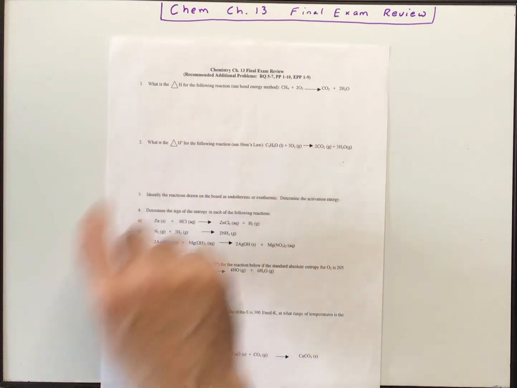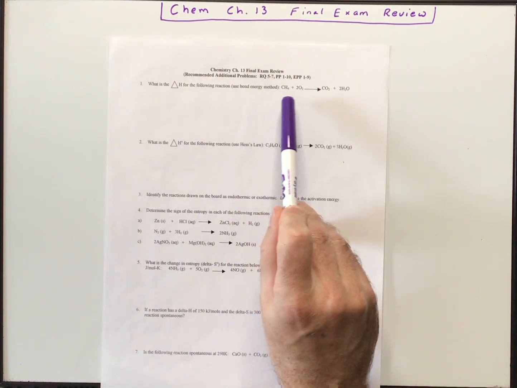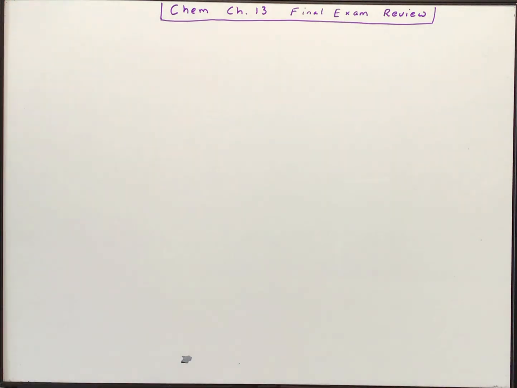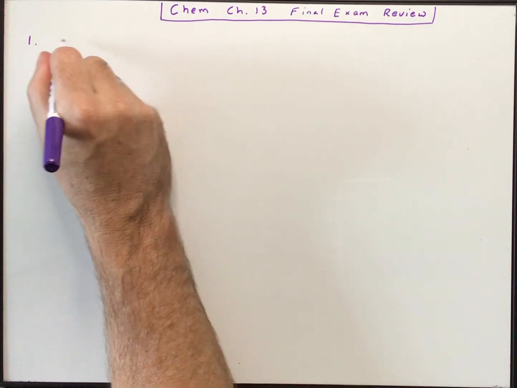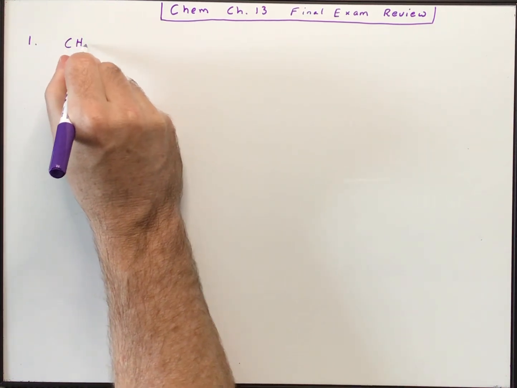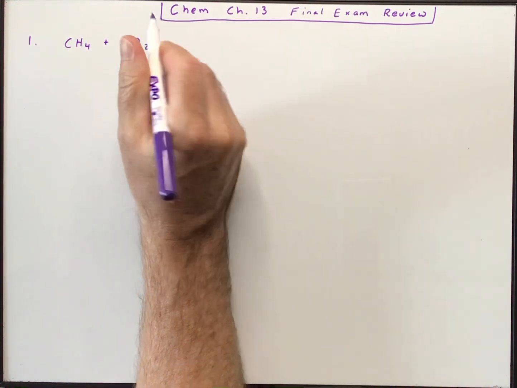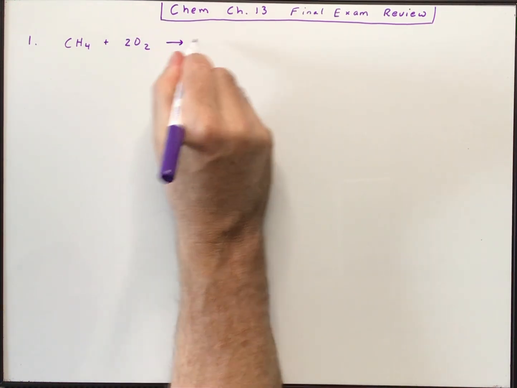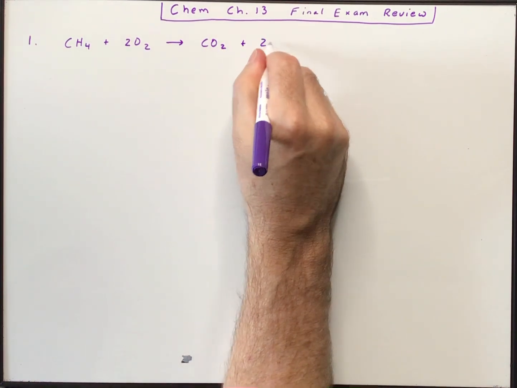Number one says, what's the delta H for the following reaction? And we want to use the bond energy method. All right, so let's write down the reaction. We have CH4 plus 2O2 yields CO2 plus 2H2O.